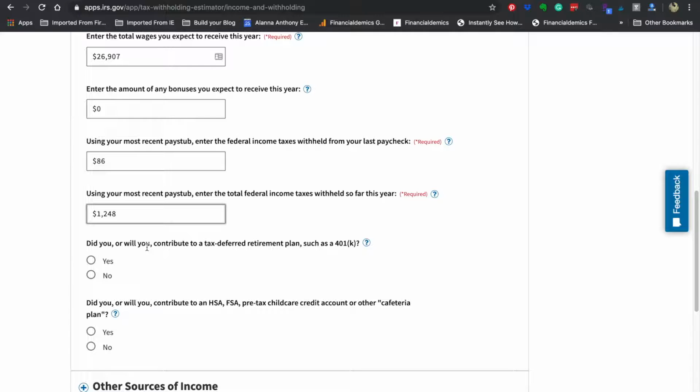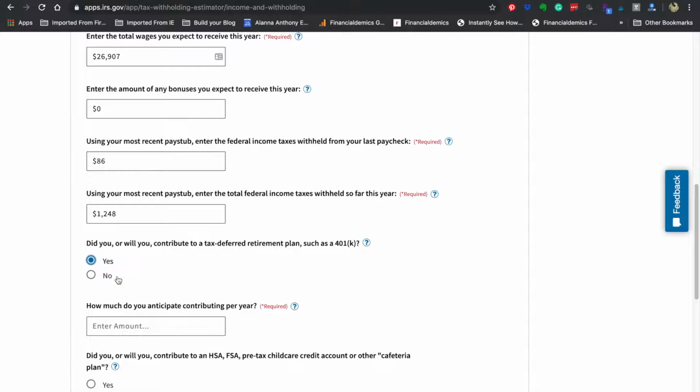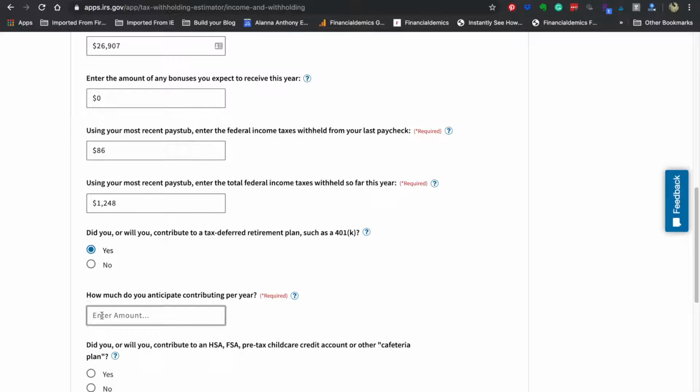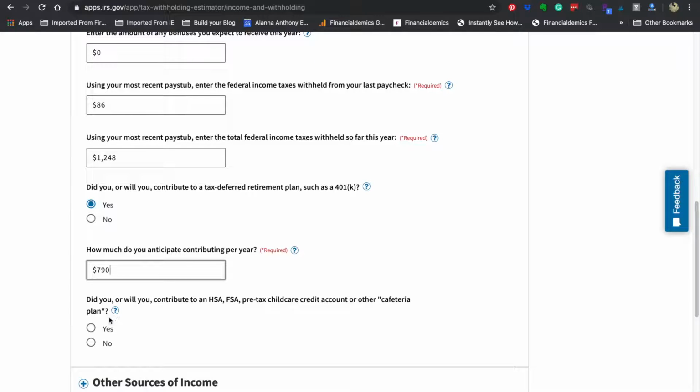They want to know, will you or do you actually contribute to a tax-deferred retirement plan such as a 401k? This also includes people who contribute to 403bs. So this person does contribute to their retirement, and for the year they are going to contribute $790.